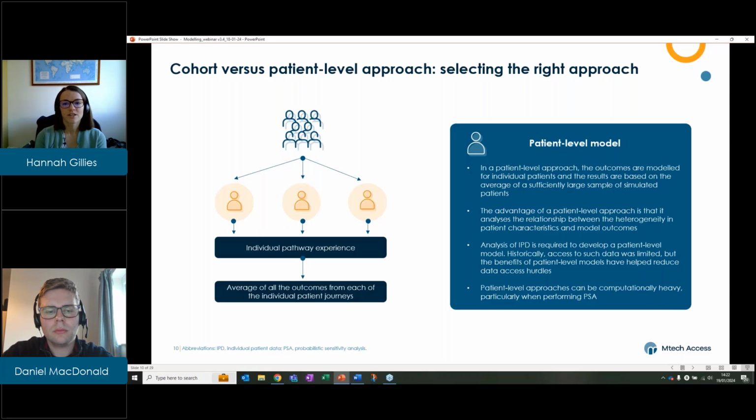Also, it's worth mentioning that patient level approaches can be computationally heavy, particularly when performing probabilistic sensitivity analysis, which is when the parameters in a model are varied simultaneously to explore the uncertainty of the parameters. So this, combined with there being one patient level data run through the model at a time, can cause longer run times of these analyses, but there are lots of ways to also make this process more efficient.